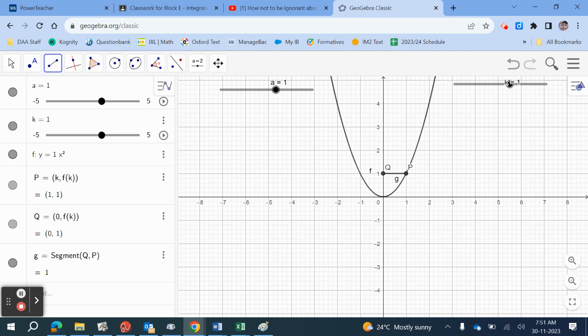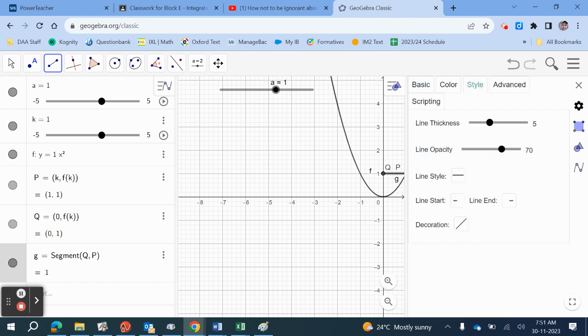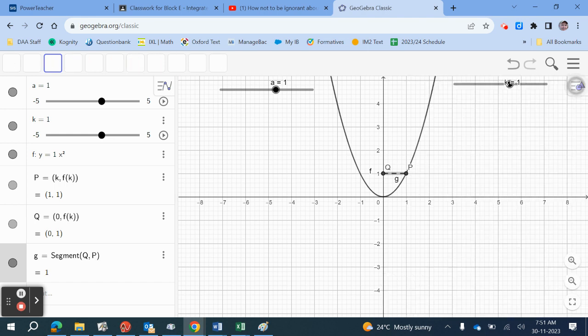And then if I click here on the settings, you see me clicking here on the settings, I can choose the style of line, make it a dashed line like this one. Forget the dashed line up there.